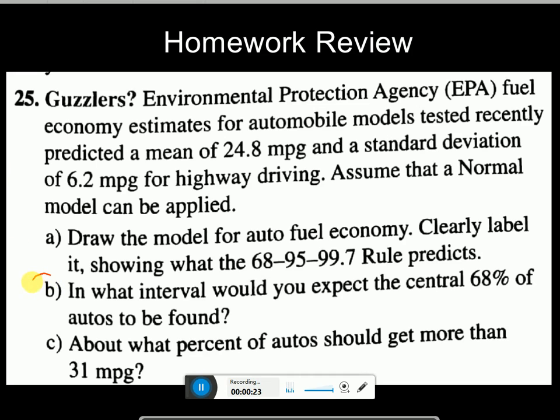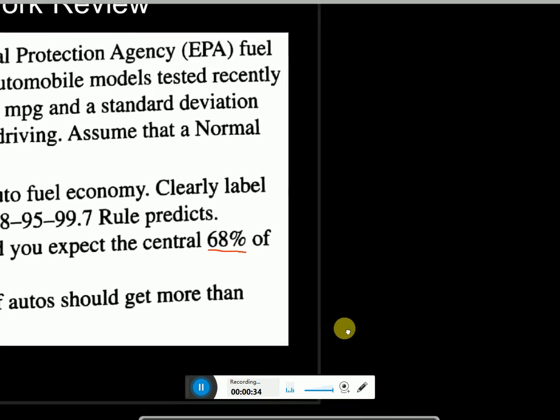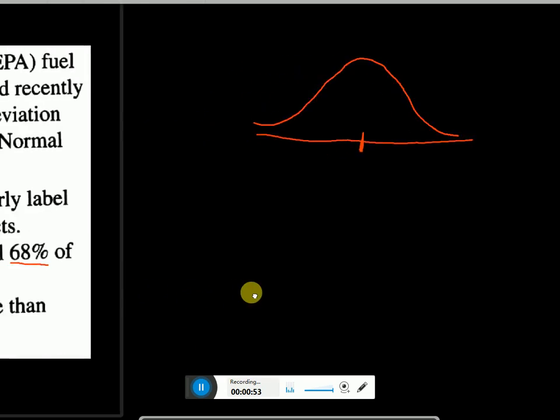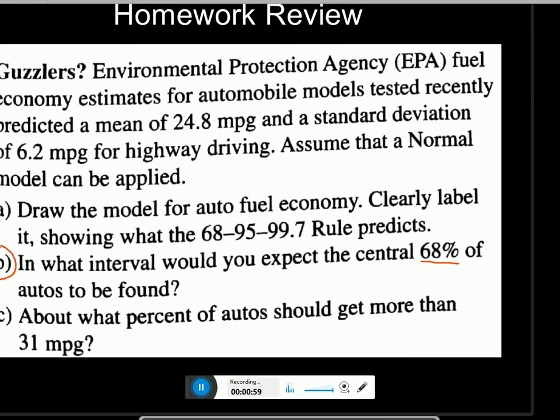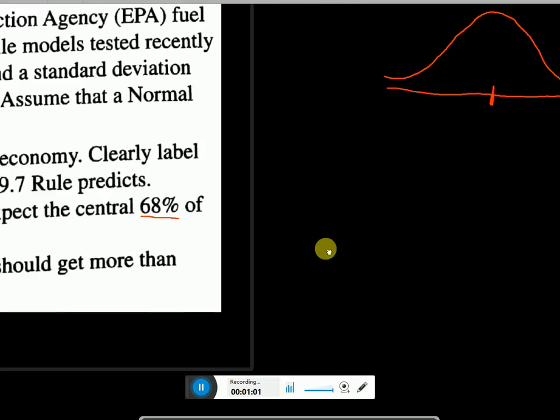So, B. In what interval would you expect the central 68% of autos to be found? Hopefully that's one of the numbers that we recognize. So I'm going to draw our ruler here. Not the greatest. In the middle, and of course hopefully you have your standard normal curve drawn above it. So in the middle we need our average. The average was 24.8. And the standard deviation looks like 6.2.